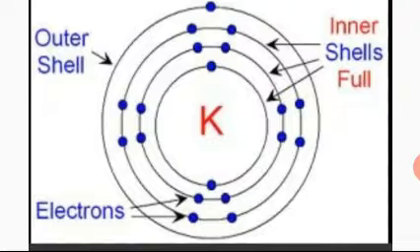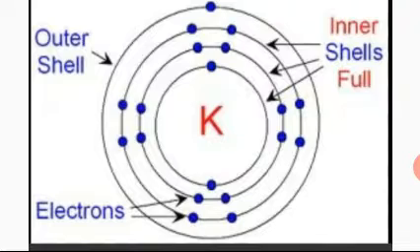Today I am going to discuss shells, subshells and electronic configuration. Shells are the path for the movement of electrons around the nucleus. An electronic configuration is the arrangement of electrons in different subshells. Subshells are the further classification of shell.